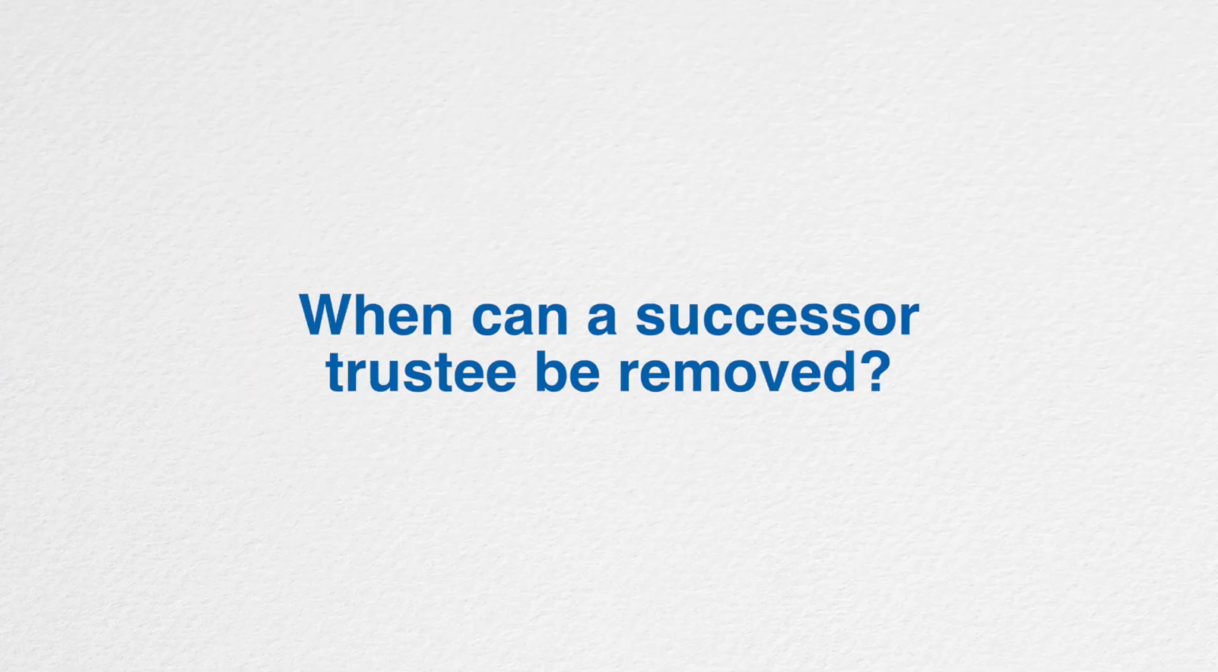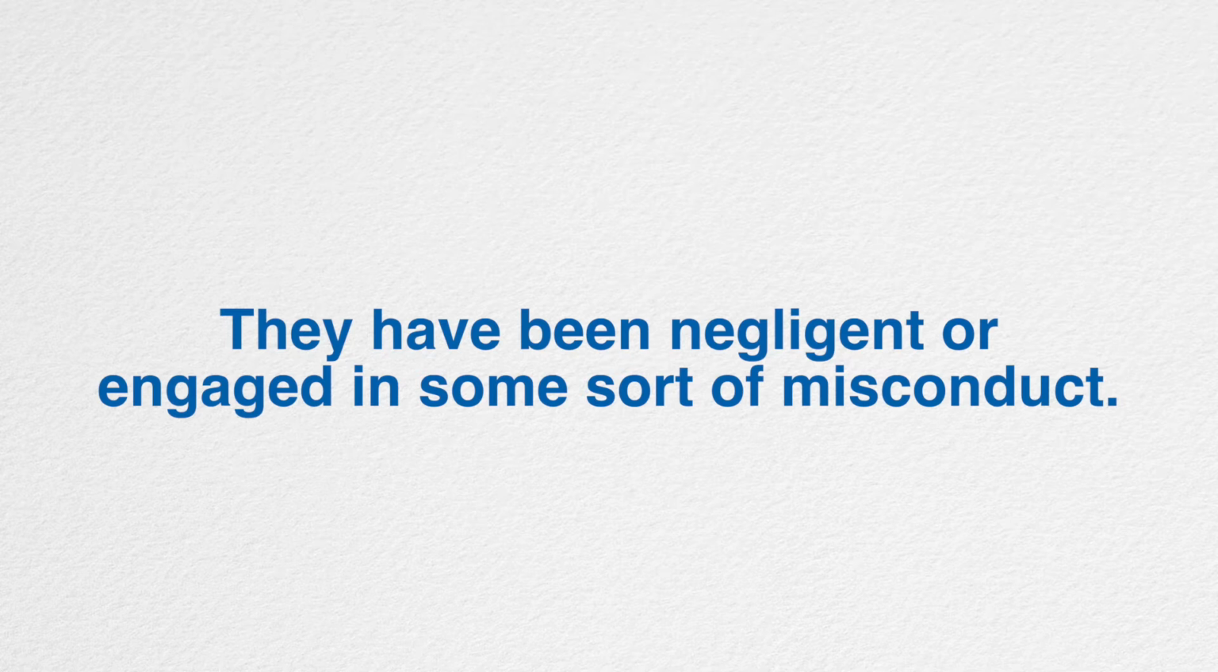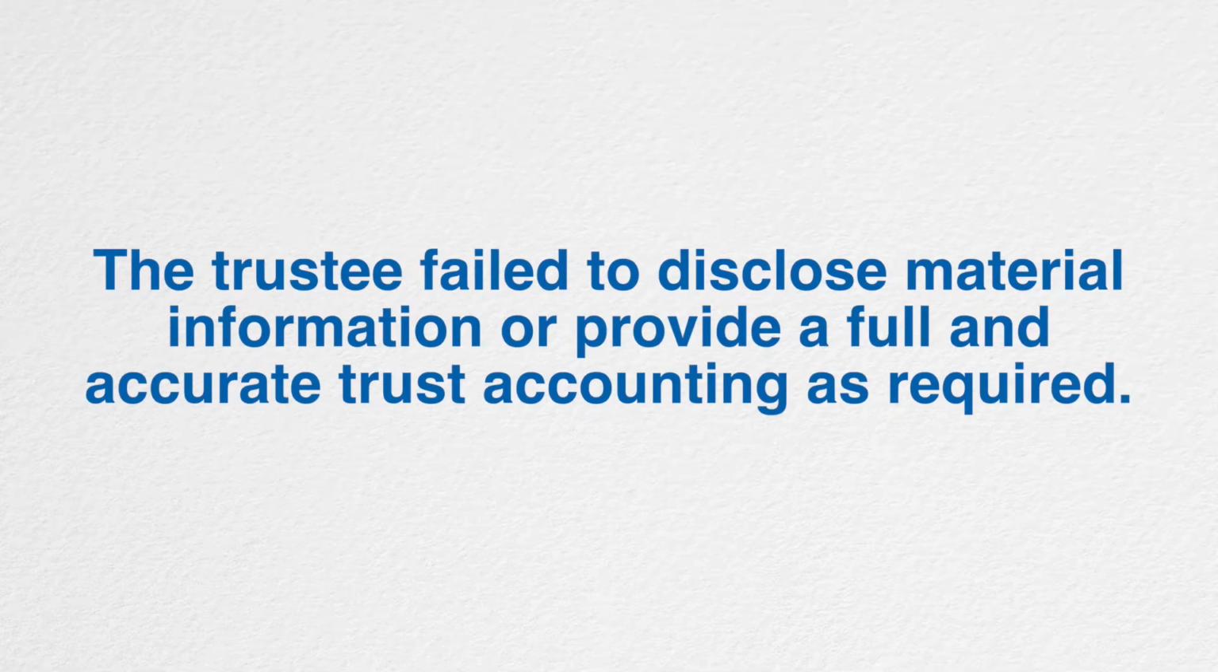When can a successor trustee be removed? A successor trustee can be subject to removal if, one, they've been negligent or engaged in some sort of misconduct. If a trustee has breached any of their fiduciary duties, they might even be ousted from their post. Successor trustees are often removed for self-dealing, conflicts of interest, investment mismanagement, or failing to make proper distributions. Two, the trustee failed to disclose material information or provide a full and accurate trust accounting as required.